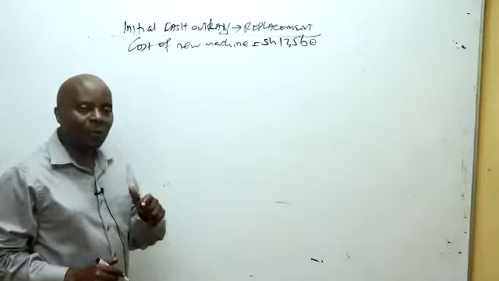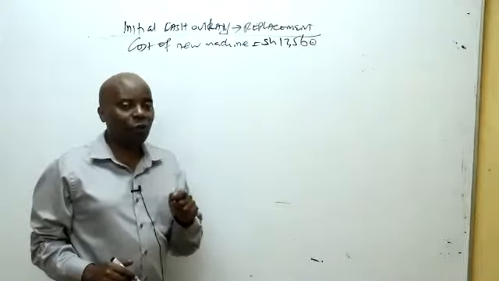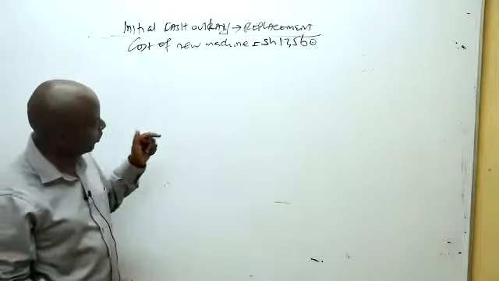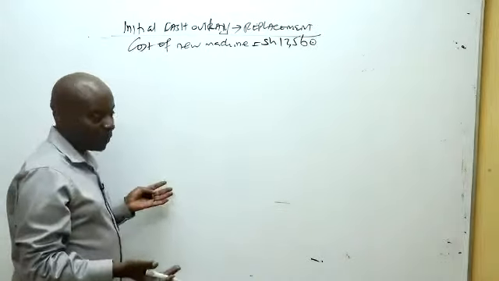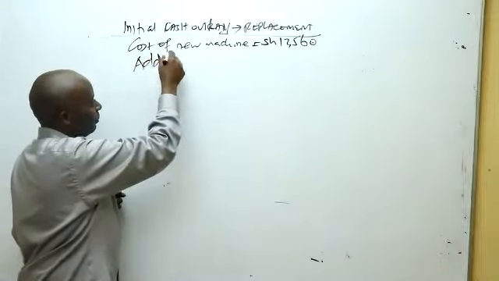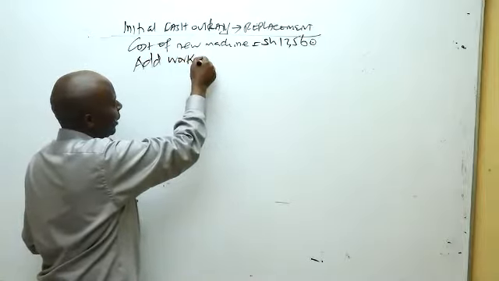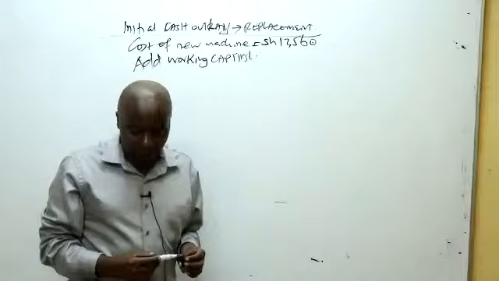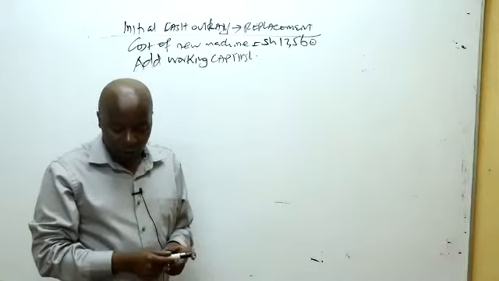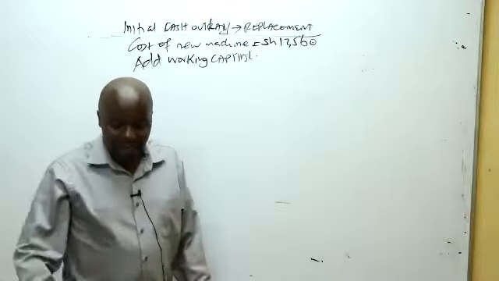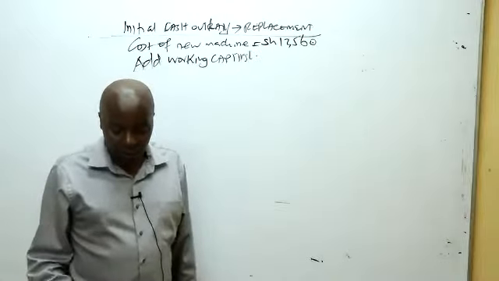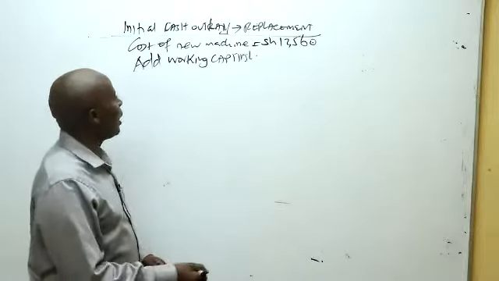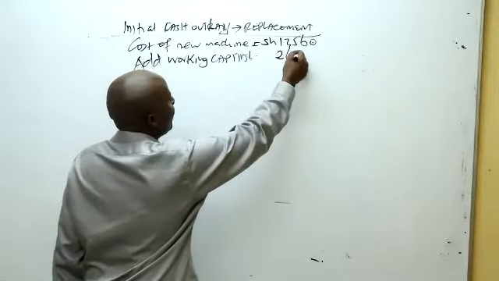Is there any other expense we need for us to be able to do a replacement? Yes. Once I do a replacement, I acquire this new machine. The new machine can't run itself. We need to add the working capital injected at the beginning. What is the working capital we are given there? We are told that the new machine will also require an additional investment in working capital of 2,600 at the start. So in this case, we have working capital 2,600.